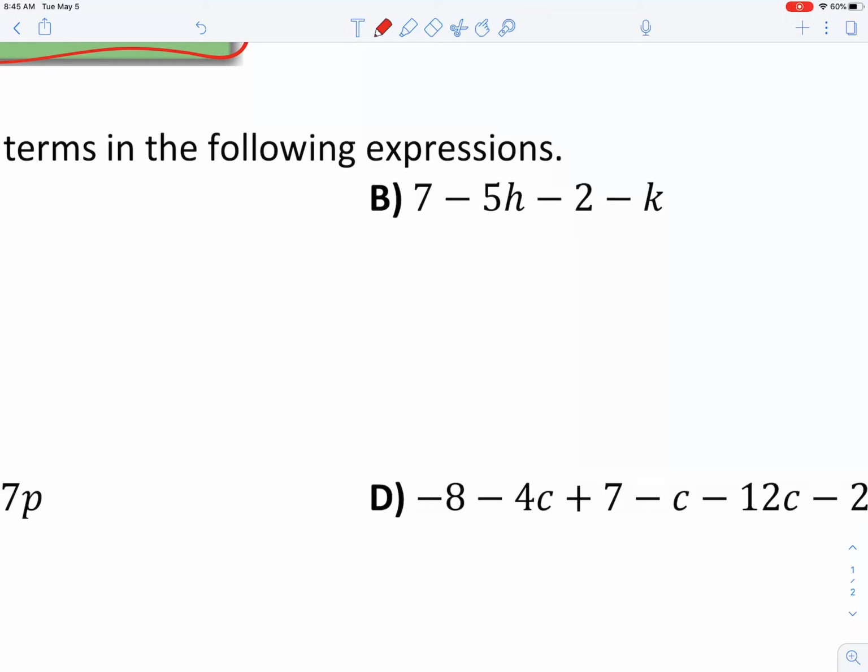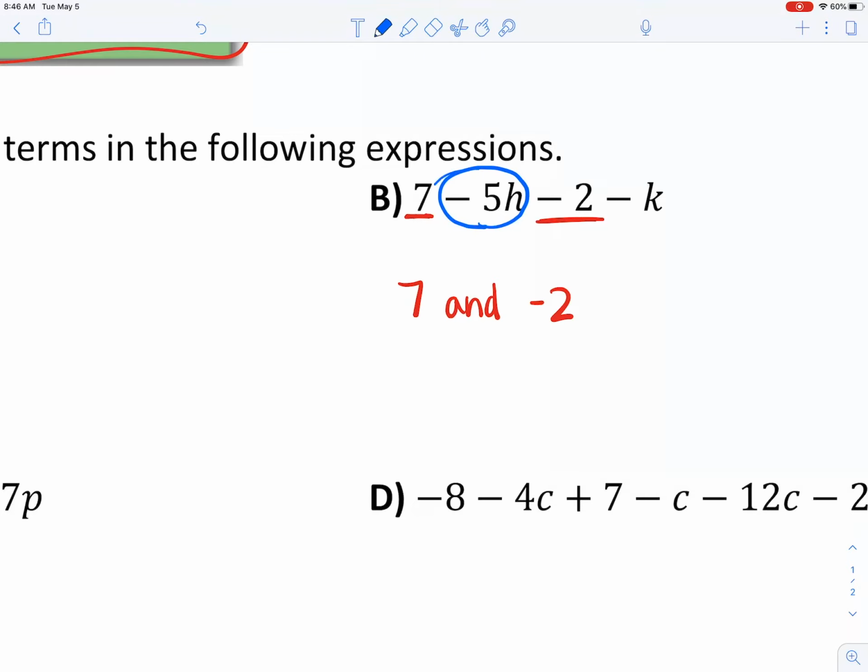Going on to letter B, I'm going to go ahead and underline the constants. That's what I typically do, I underline any of the constants or the plain numbers, the numbers that do not have a variable with them. So 7 and negative 2 are the only two up there that don't have a variable with them.